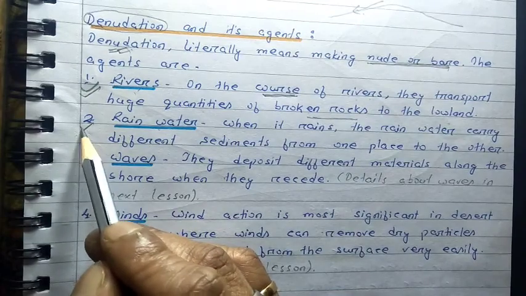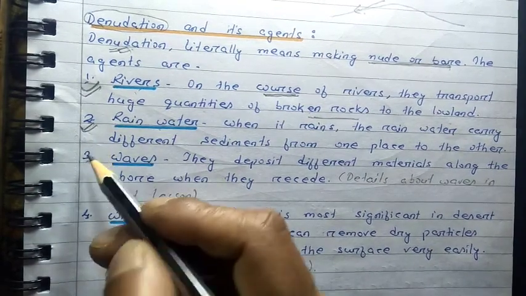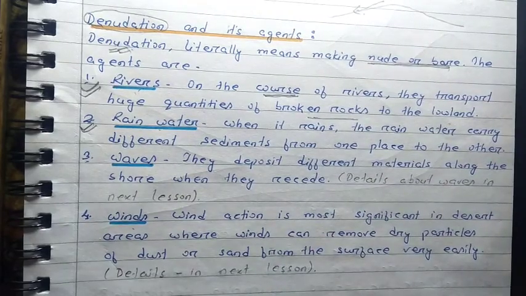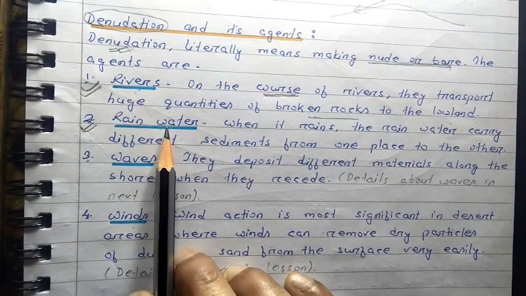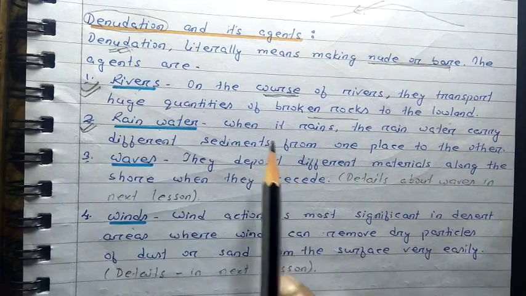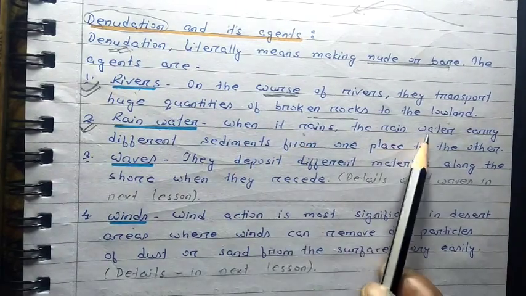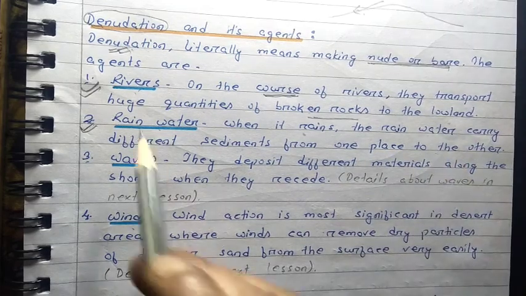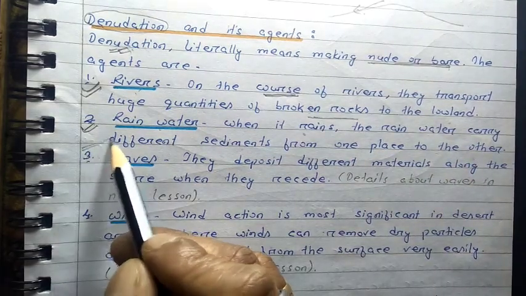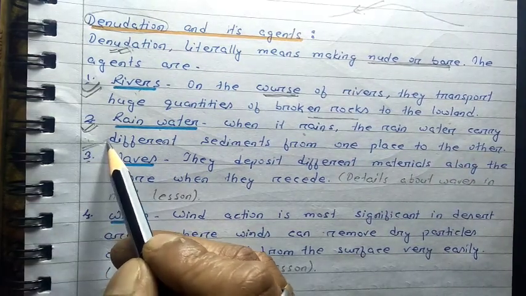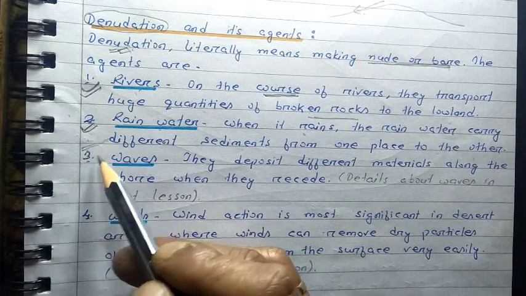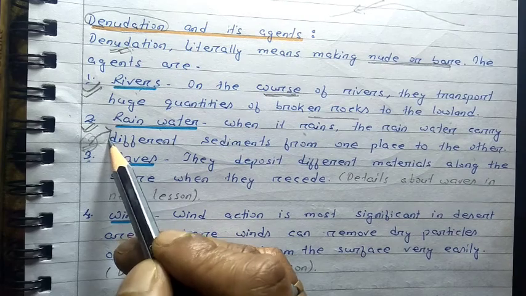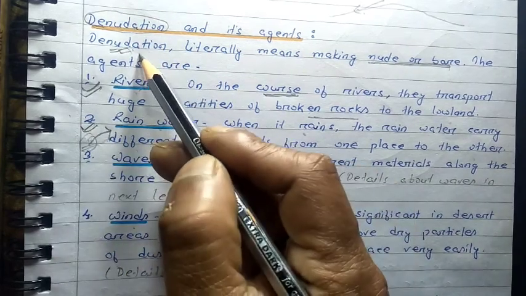The second one is rainwater. I hope everybody has seen, while it rains, the rainwater carries different types of things with it. So rainwater also helps in the process of denudation. When it rains, the rainwater carries different sediments from one place to the other. On the earth's surface, different materials get deposited, and when the rain falls, the rainwater carries this deposited material from one place to the other, and it helps in denudation.